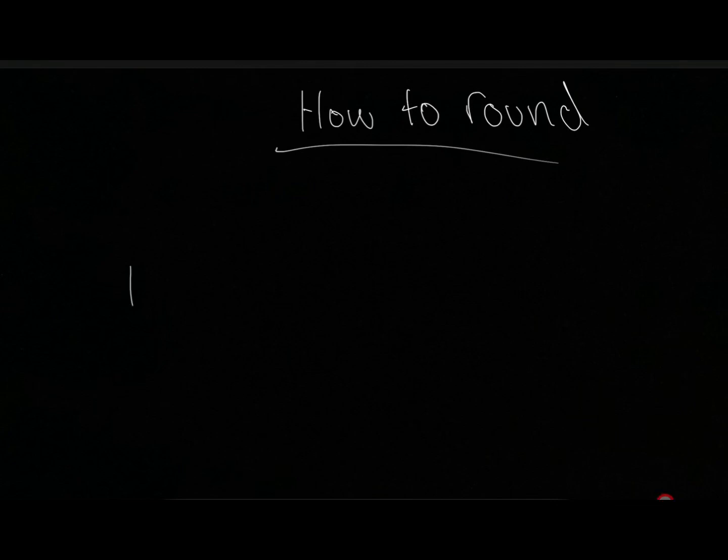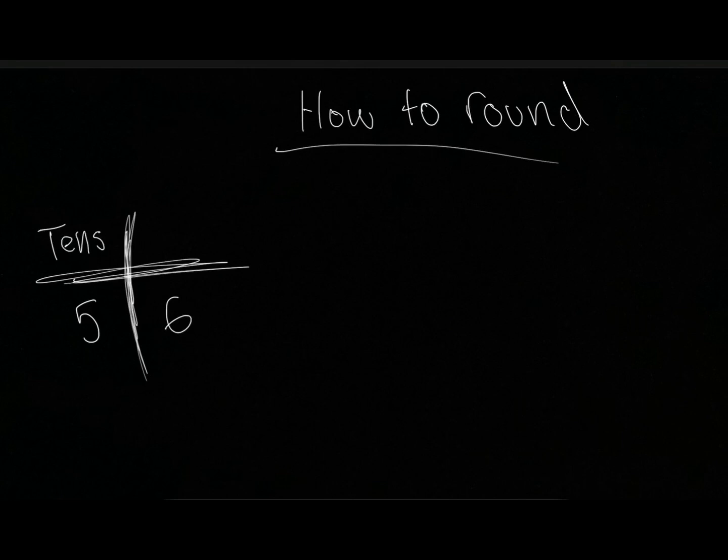Tens place, whole numbers. Rounding is a very crucial subject in math. We're going to start off by making a ones and tens table to make it easier to learn. So, obviously, in 56, 5 is the tens place and 6 is in the ones place.